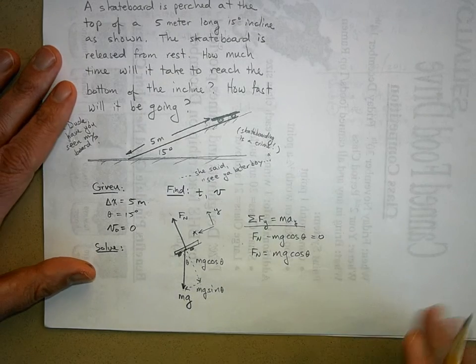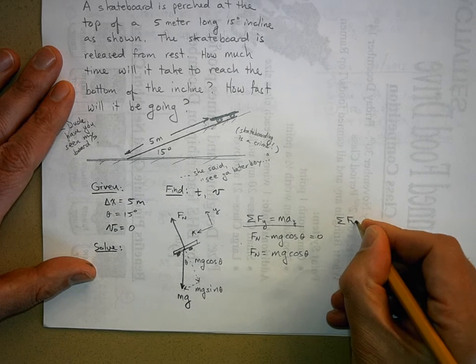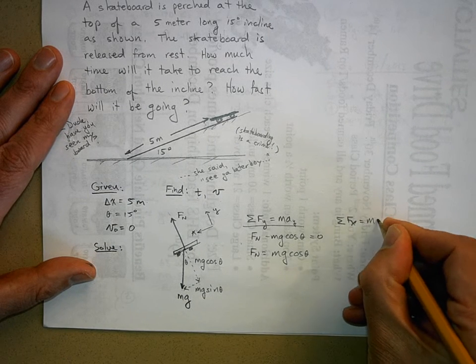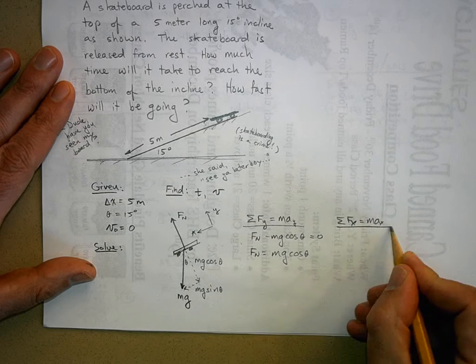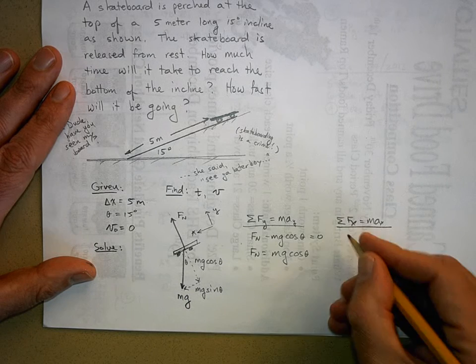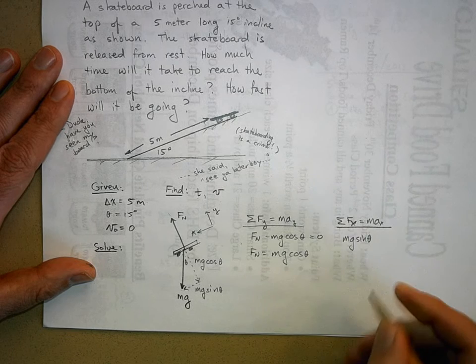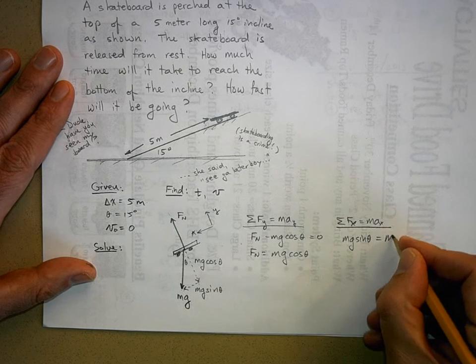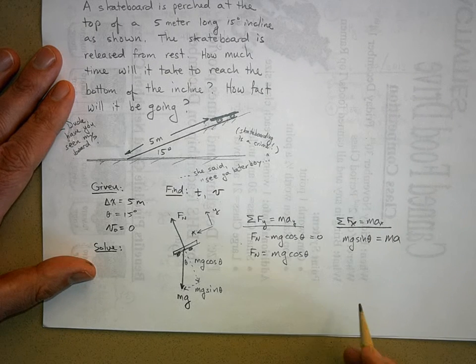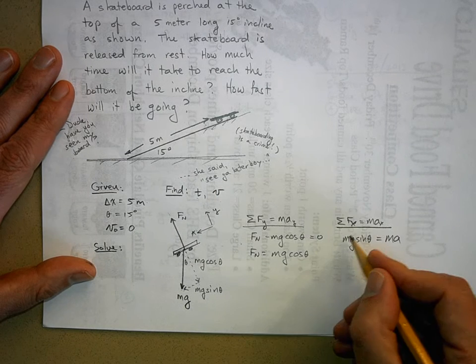Okay. Now if I do the same thing in the x direction, I look in the x direction. Well, there is only one force in the x direction here, and that's the component of the weight that's trying to pull it down the incline. And that's going to be equal to ma. And this now allows us to solve for the acceleration.